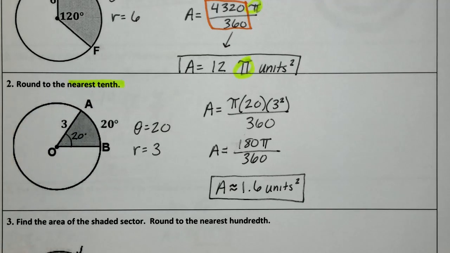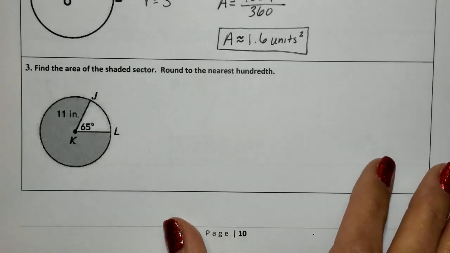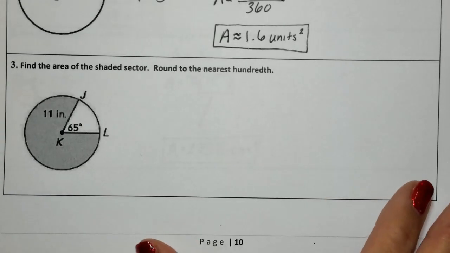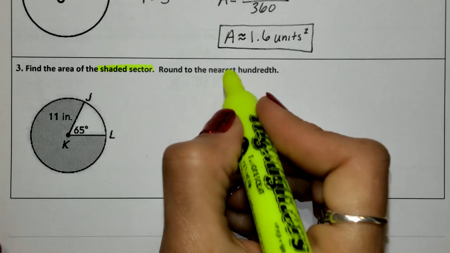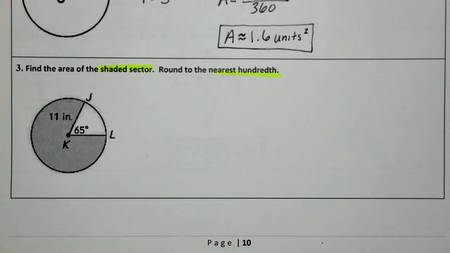Again, pause and rewind if you need to see it again. Okay, the last one, it is specifying we want the shaded sector. Look where the shaded sector is. It is the majority of the circle. And we will be rounding to the nearest 100th. 100 has 2 zeros, so I want 2 numbers after the decimal.